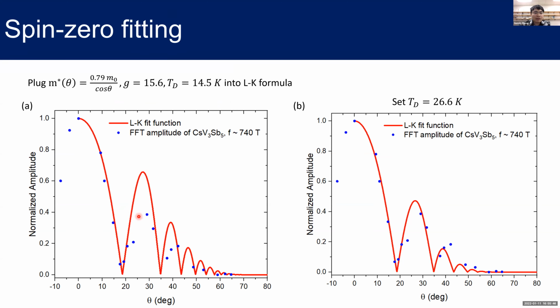You can see here the fit function roughly fits our data, which confirms our large G factor. But you may notice the second peak, where the red curve is a little bit larger than the measurement data. That's maybe because the scattering rate is larger at a higher angle, which means the Dingle temperature should be higher at a higher angle. So if we set the Dingle temperature higher, we get figure B here, which fits better to our experimental data. So that's our experiment.